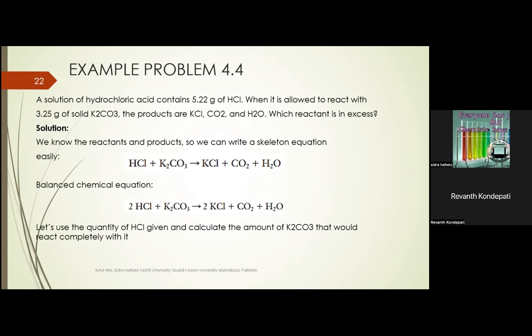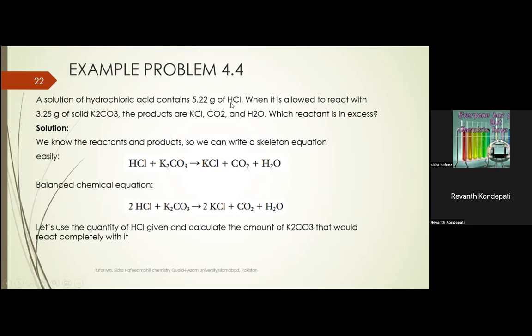Now you have to write the balanced chemical equation on your own. We know the reactants and products, so we can write a skeletal equation easily: HCl reactant, potassium carbonate reactant, converting into KCl, CO2 and H2O. After balancing the equation, we will get 2HCl plus K2CO3 changes into 2KCl plus CO2 plus water. Let us use the quantity of HCl given and calculate the amount of K2CO3 that would react completely with it. So we will start with the first one, HCl.